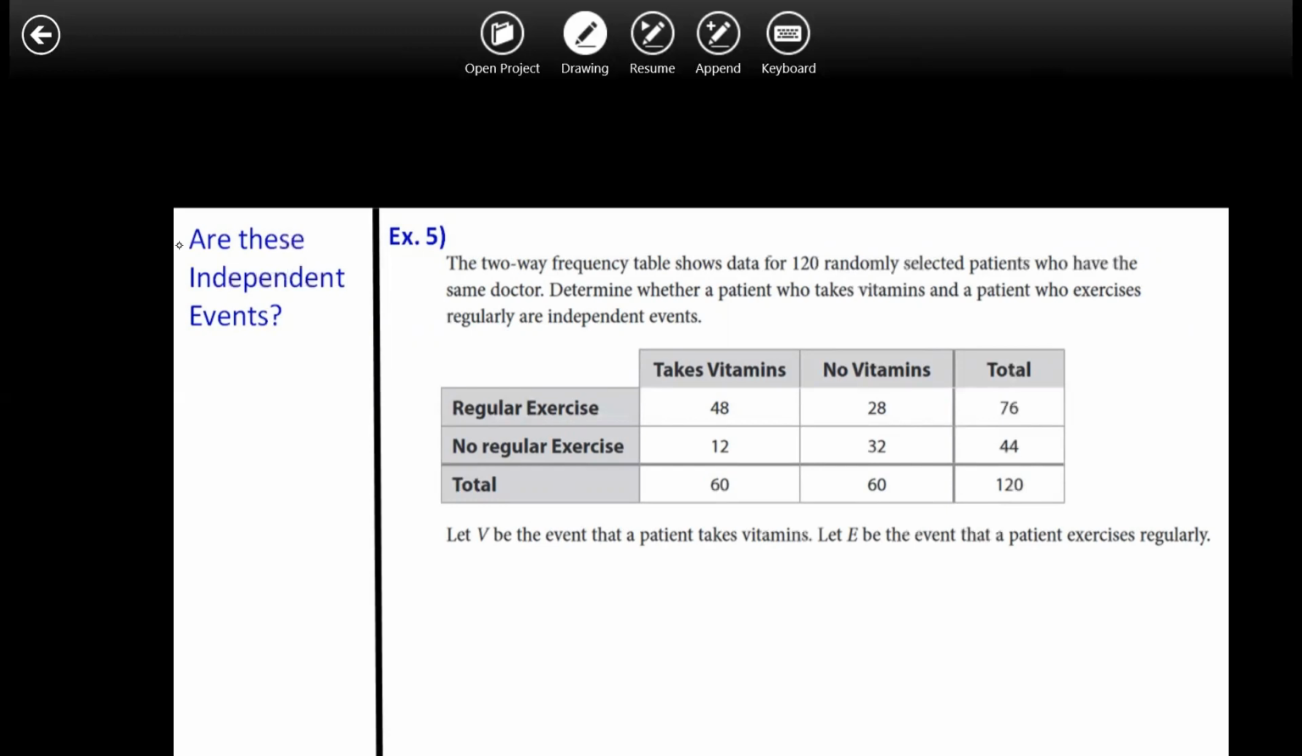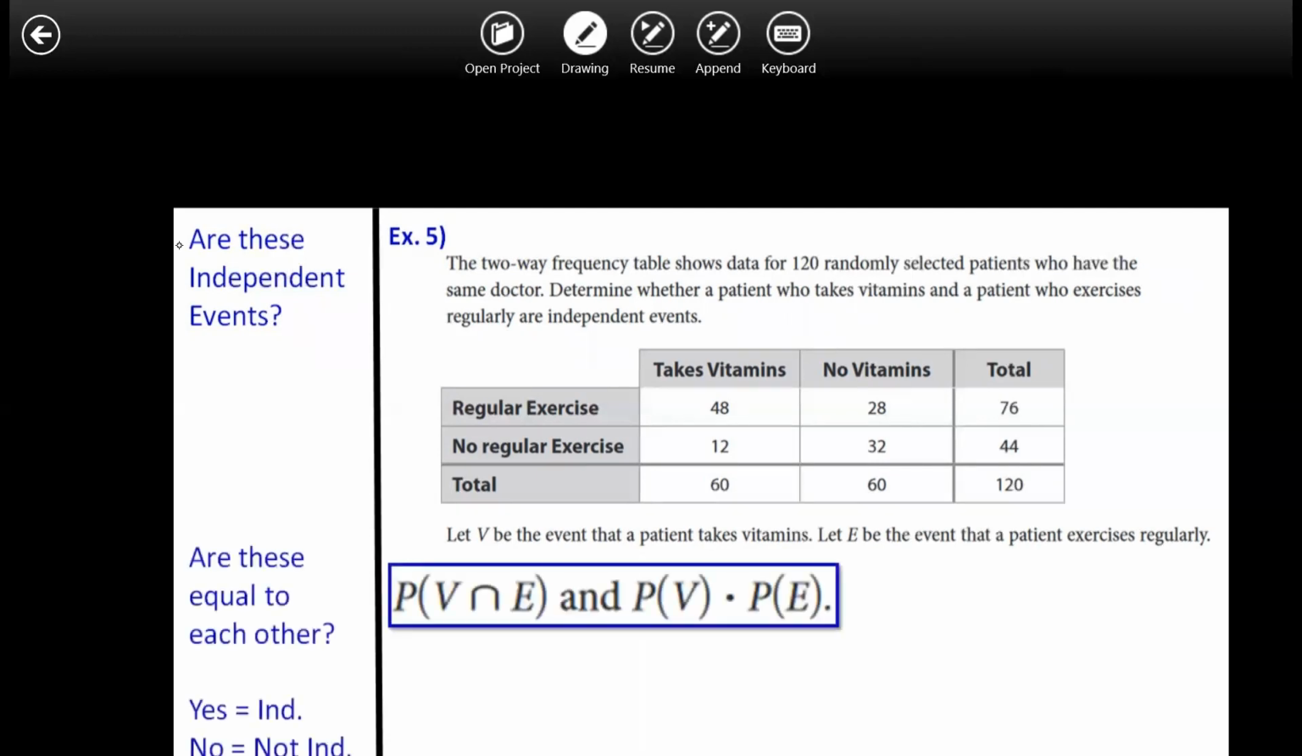Are these independent events? We're going to determine that. Does taking vitamins and exercising depend on each other? Does taking vitamins depend on you exercising? We'll see. The way we're going to calculate that is to look at whether these two are equal. Our equation: the probability of the intersection of taking vitamins and exercising is equal to the probability of vitamins times the probability of exercising. If those two are equal, then they're independent events. But if they're not equal, they are not independent events, meaning they are dependent. Meaning one relies on the other, so if you take vitamins, you're probably working out.